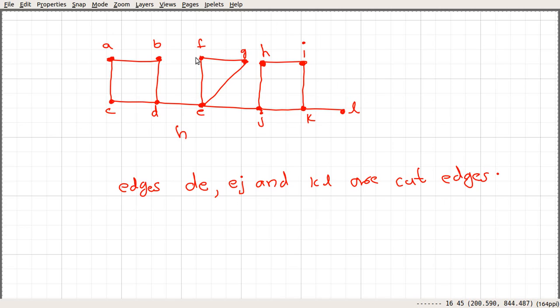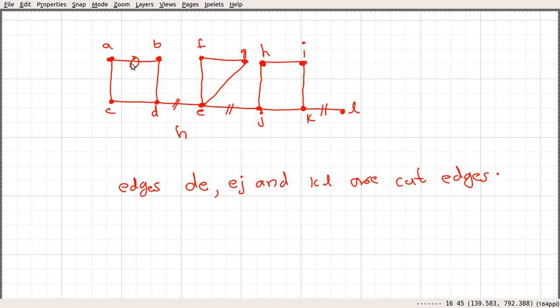Let's look into one example before proving the statement. For example, let's consider this particular graph. Here we can see that these edges DE, EJ, and KL are cut edges. If you remove any of these cut edges, the graph will become disconnected. Whereas if you remove any other edge, for example this edge, the graph will still be connected, and that is true for these edges, these edges and these edges.